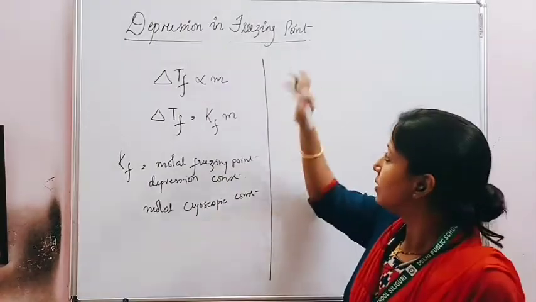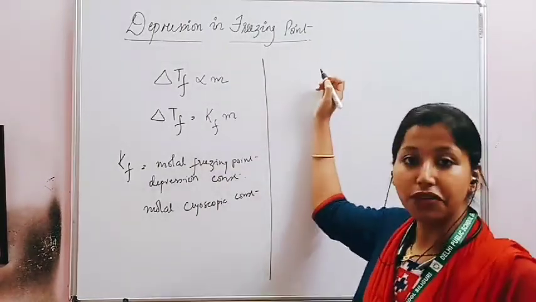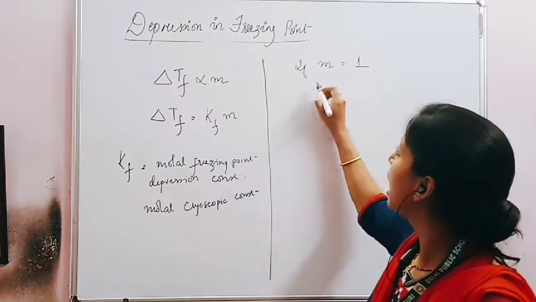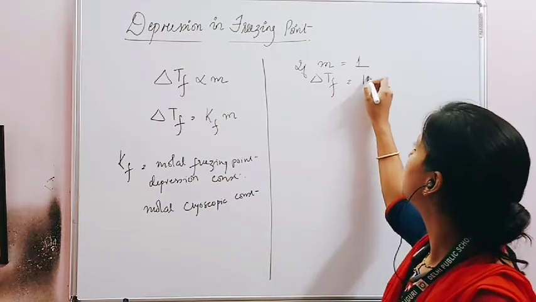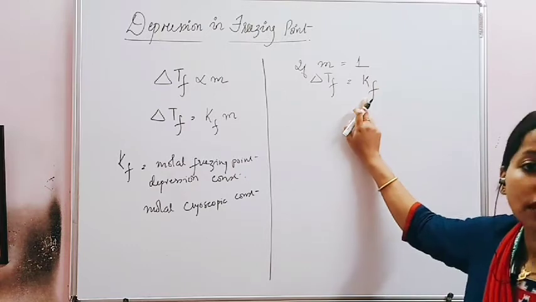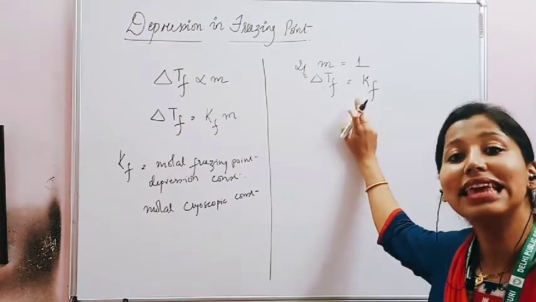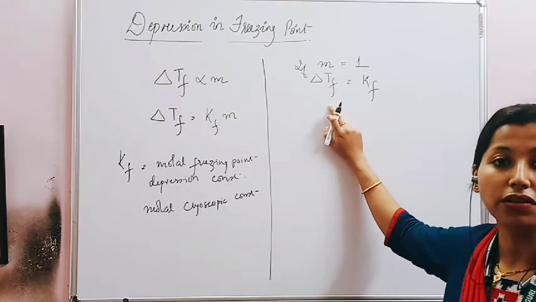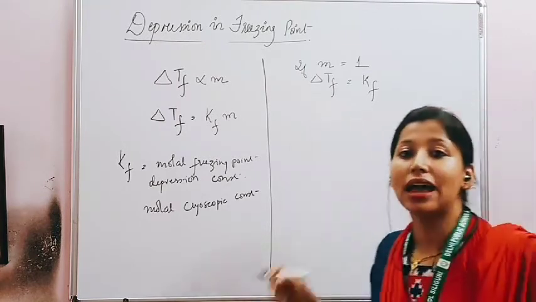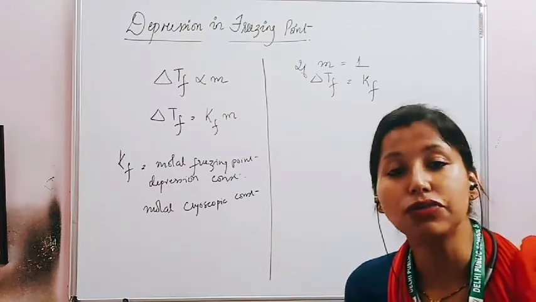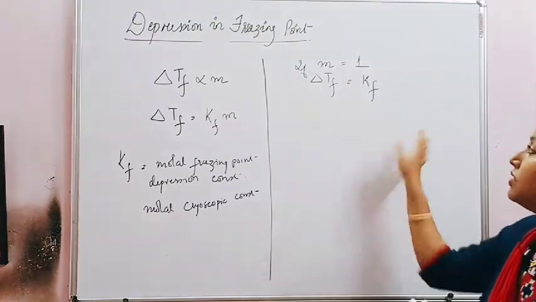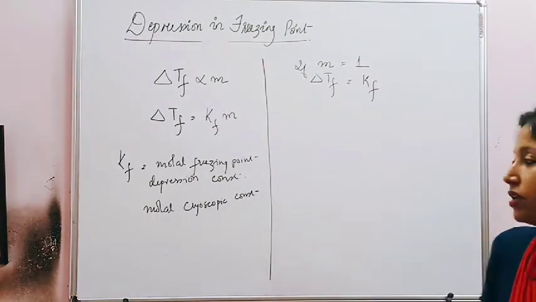Now, just like we have done for elevation in boiling point, if the molality of the solution is 1, delta Tf becomes equal to Kf. That means the molar freezing point depression constant is equal to the depression in freezing point for a 1 molal solution. That means your solution has 1 gram mole of solute in 1000 gram of solvent. Clear? So this is very much similar to elevation in boiling point.